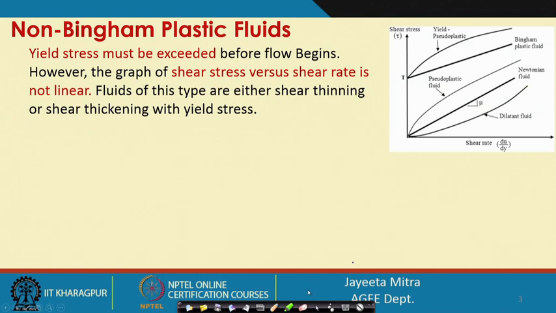Then we can see the non-Bingham plastic fluid. Bingham plastic fluid means the fluid which follows the Newtonian law but needs some yield stress, but non-Bingham means they will also need a yield stress, but when they start flowing they do not follow the linear pattern like the Newtonian fluid. So, if we plot shear stress versus shear rate, the curve will be non-linear, and in this particular case it is again showing a shear thinning kind of behavior.